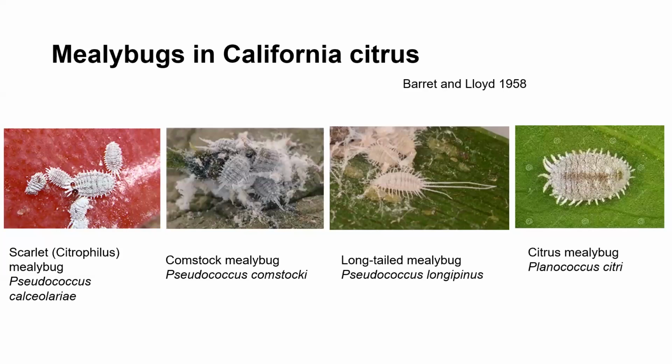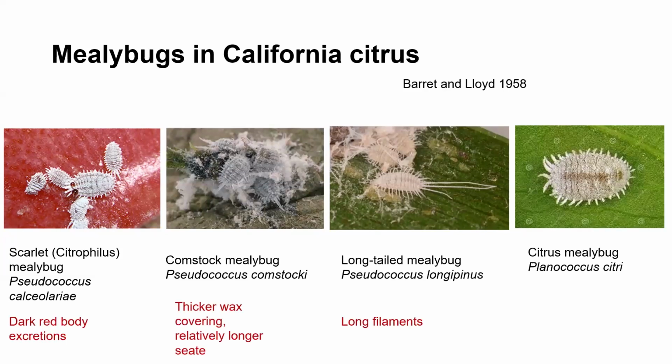In California, 4 different species are reported. I got this information from UC IPM guidelines and from a publication by Barrett and Lloyd in 1958. There are 4 different species as listed here. Each of them has distinct characteristics. The scarlet mealybug has a dark red body expression. Their hemolymph is dark in color. Comstock mealybug, the second one, has a thicker wax covering and relatively longer setae at the base.